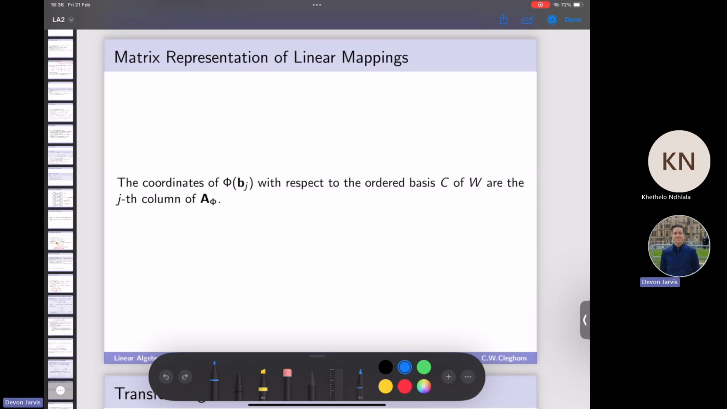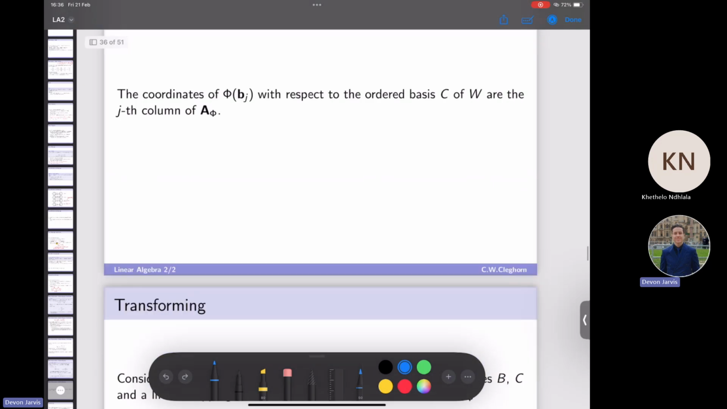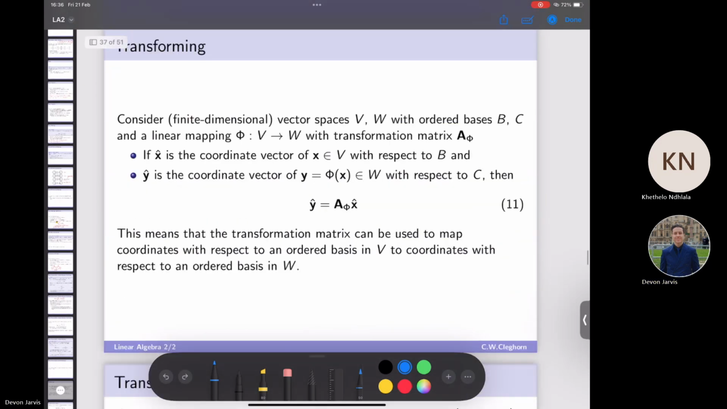Right. So the coordinates of Bj, this Bj mapping with respect to the ordered basis C of W, are the jth column of A. So again, matching the J's. For the first vector, the coordinates you get go down the first column of A. Exactly the colored example we did at the start.